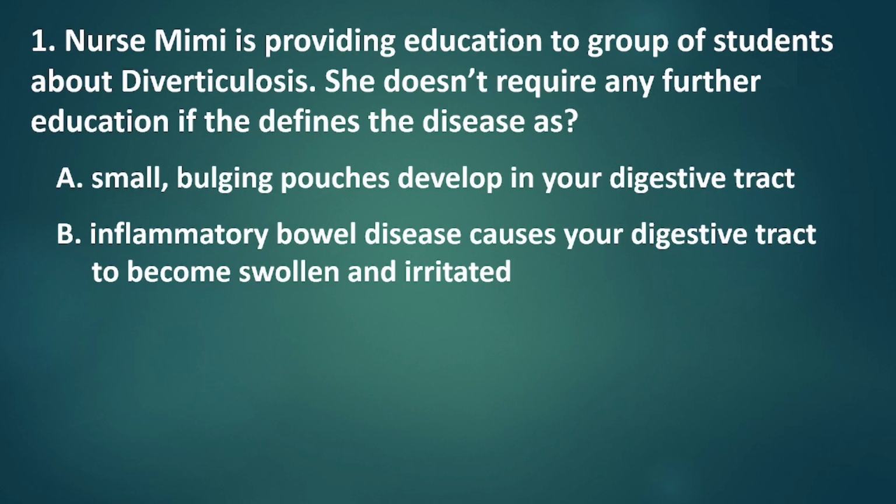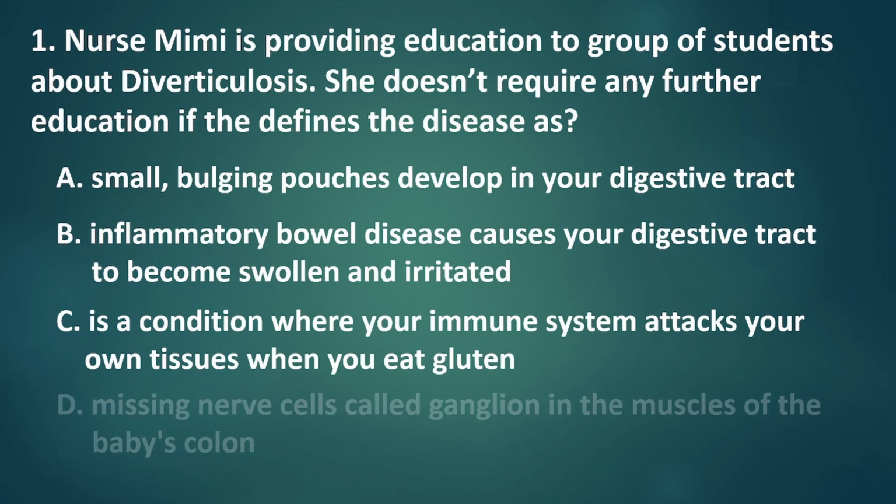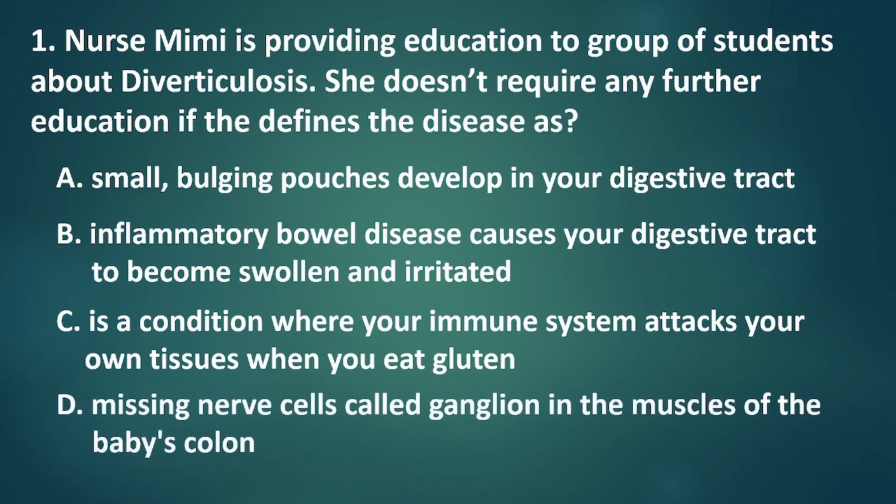B. Inflammatory bowel disease causes your digestive tract to become swollen and irritated. C. Is a condition where your immune system attacks your own tissues when you eat gluten. D. Missing nerve cells called ganglion in the muscles of the baby's colon.